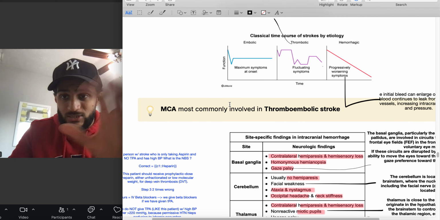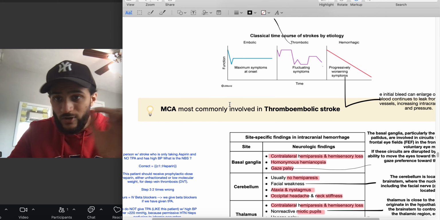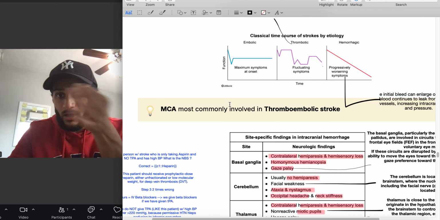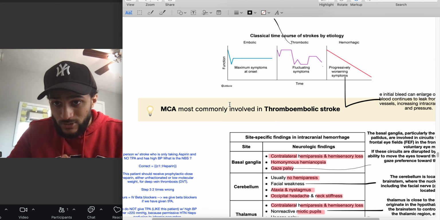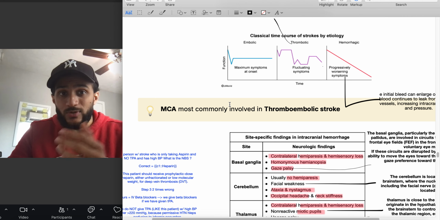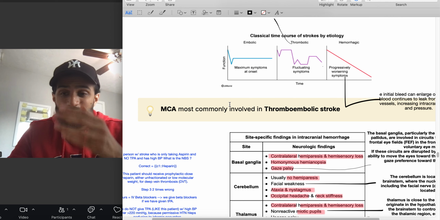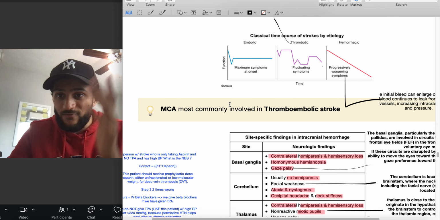I just want to show you guys this really nice image. Embolic is going to be like a straight line because of maximal onset: you just get an embolus and you get obstruction. Atherosclerosis, guys, is going to be kind of fluctuating because, as we spoke about, maybe some areas are getting more blood and some areas are getting less blood, so it fluctuates sometimes.